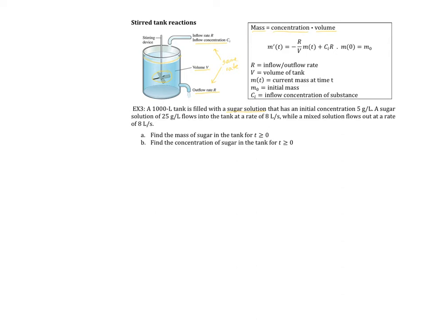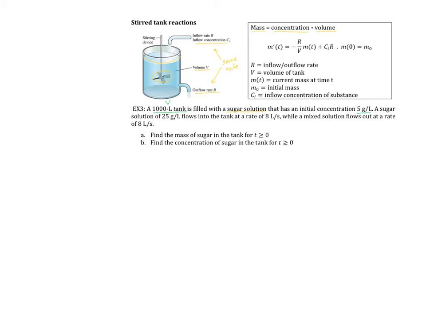Let's go ahead and look at the example first, and then we'll apply all these millions of variables to it. So let's say we have a 1,000-liter tank. So the 1,000 liters here means that this is V, this is our volume. And this tank is filled with a sugar solution that has an initial concentration of 5 grams per liter.